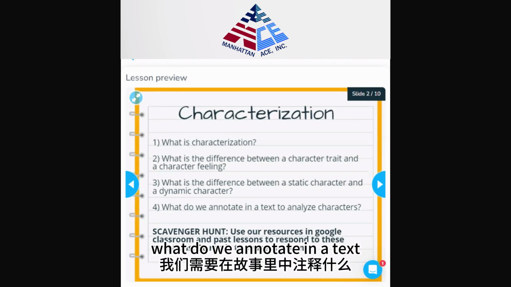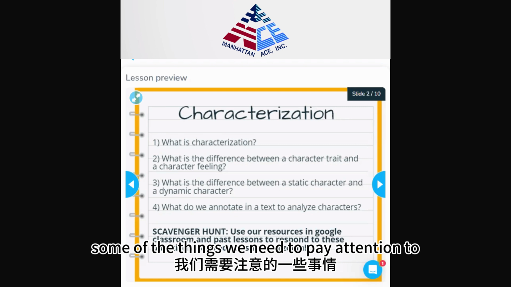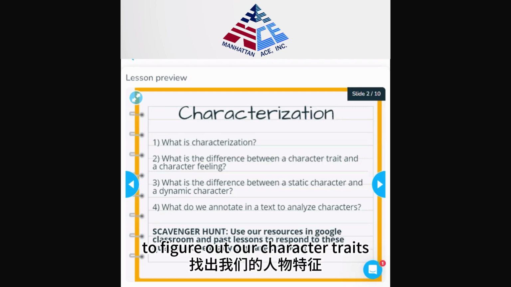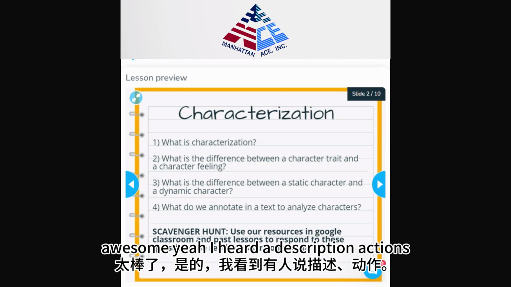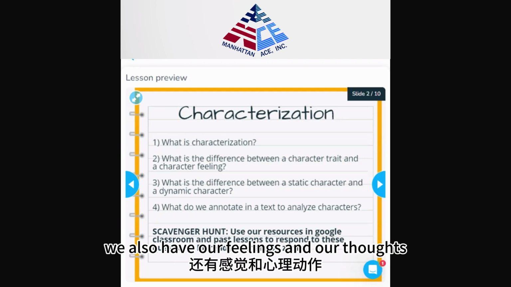What do we annotate in a text to analyze our characters? What are some of the things we need to pay attention to figure out our character traits? Awesome. Yeah, I heard description, actions. We also have our feelings and our thoughts.